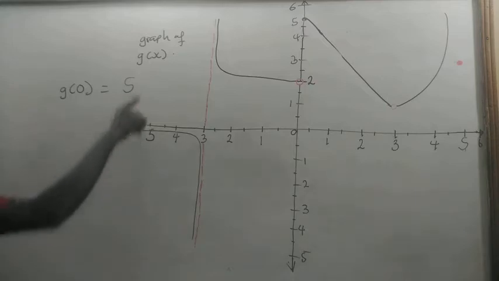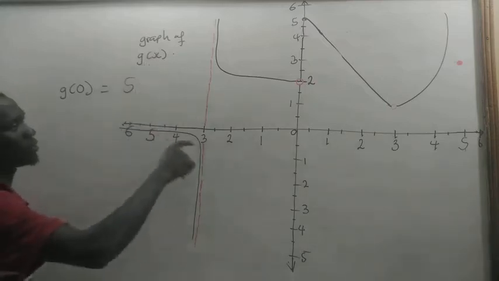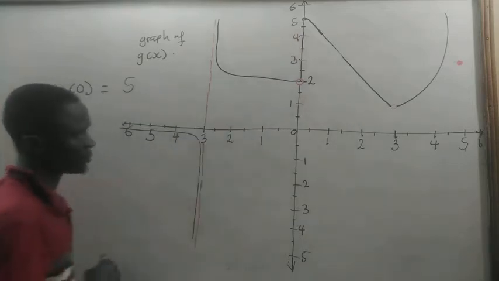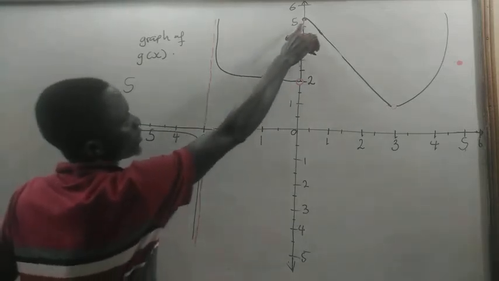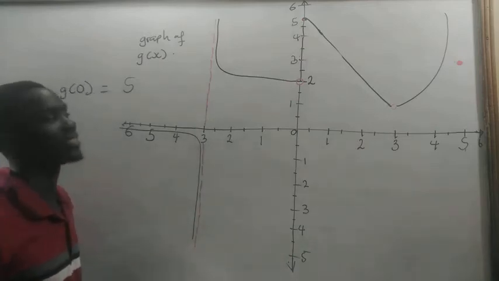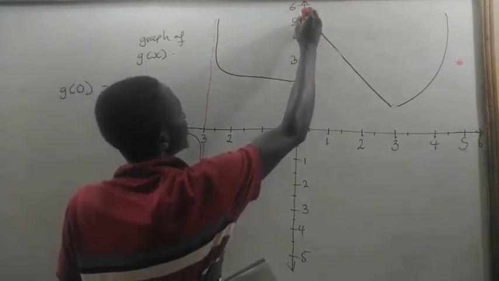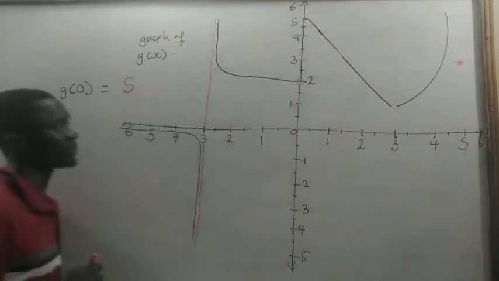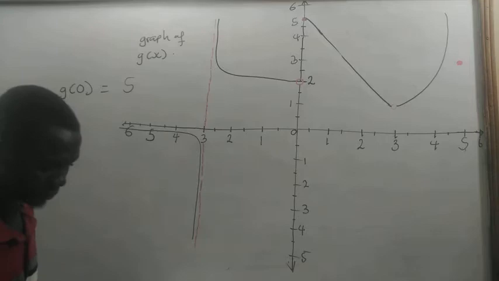That is, if you plug in 0 for x, g will take 5. Very simple as that. That is because the circle here is shaded, or because there's a closed circle at 5. G of 0 is equal to 5. Okay, now let's see the next one.